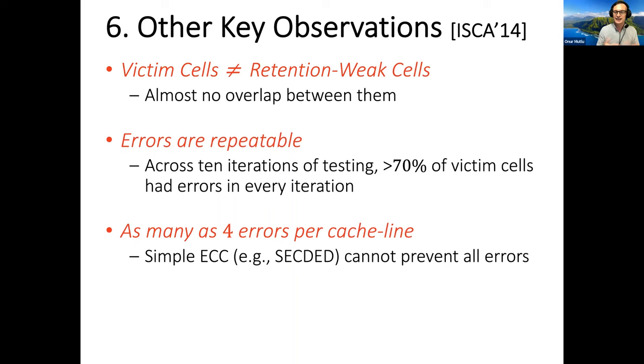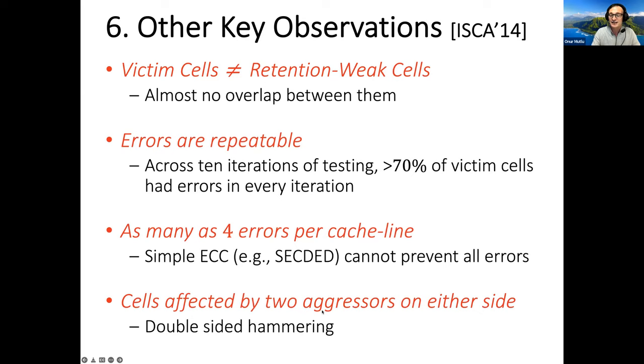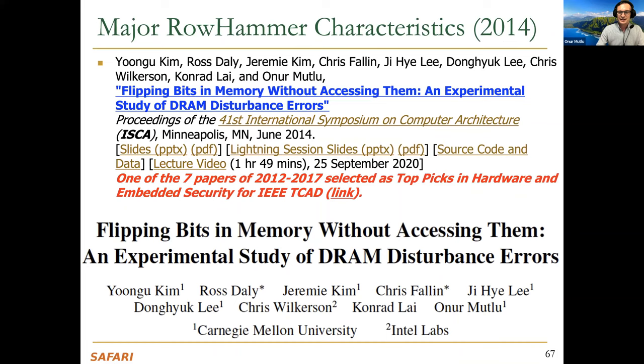And as I said, cells are affected by two aggressors on either side, and this led to double-sided hammering, which increased the RowHammer bit flip rates and RowHammer vulnerability even more into the future. Okay, and if you're interested in more analysis, this is our original paper. If there are any questions, I'm happy to take them, or I'm happy to continue, but feel free to interrupt me.